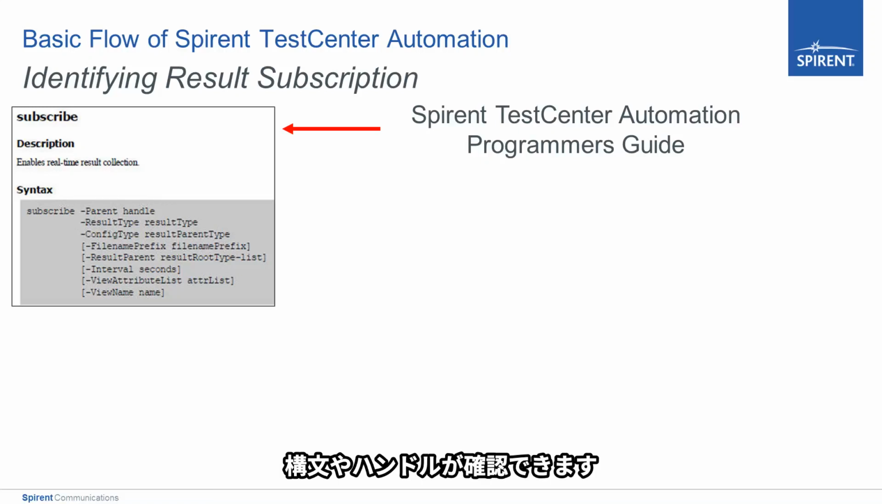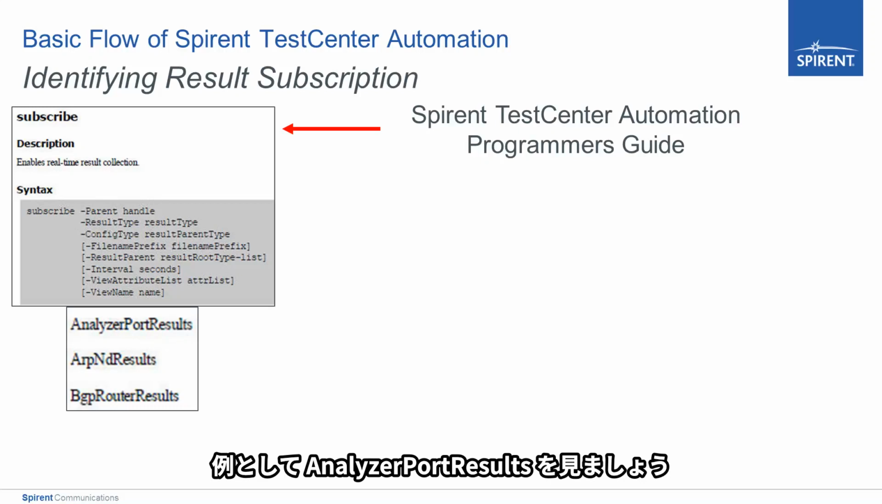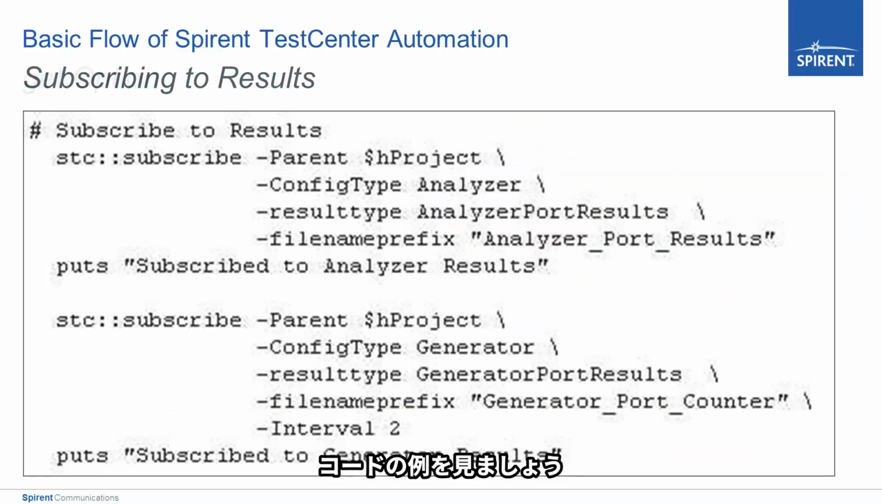Within there, it provides the syntax. For example, subscribe -parent handle. You'll have to put in the object handle that you want to receive the information from, and the result type. Just beneath that subscribe definition within the Programmer's Guide, there is the list of result types. We've listed three of them for you directly underneath it, and one of them is the analyzer port results. Now, within the Spirent TestCenter Automation Object Reference document, you will have to look for the analyzer port results object.